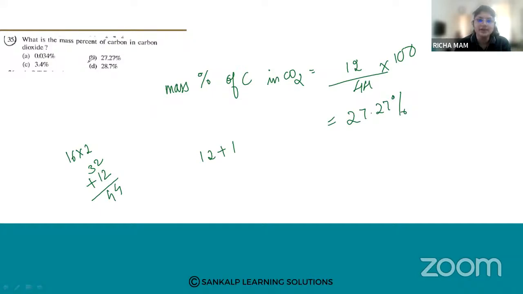Are you getting B? Yes. Bhuvan has answered it as B. Then Nandan, Neeraj, Chaitanya. Yes, very good. Yes, B is the answer.